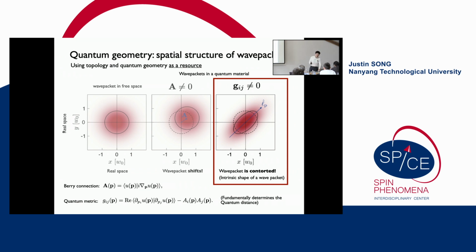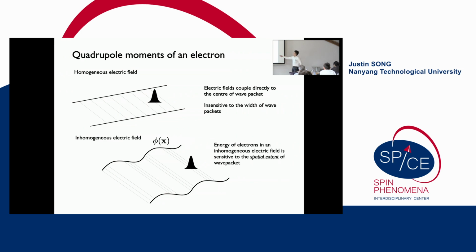And it turns out it's quite easy to see, right? If I have a homogeneous electric field, and I have just my wave packet inside, my homogeneous electric field should basically only couple with the center of the wave packet. The total energy is insensitive to the width of my wave packet. But if I have an inhomogeneous electric field, then the total energy of this electron, of this wave packet, will be sensitive to the width of this wave packet.